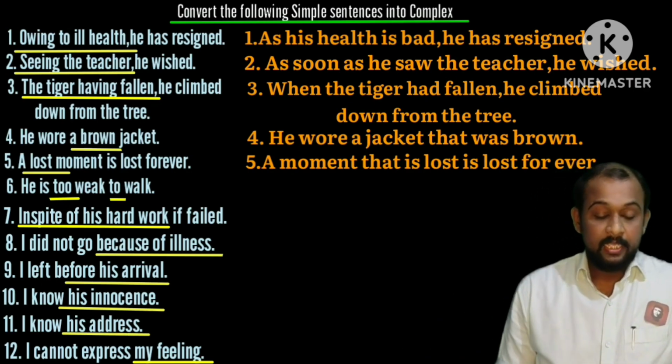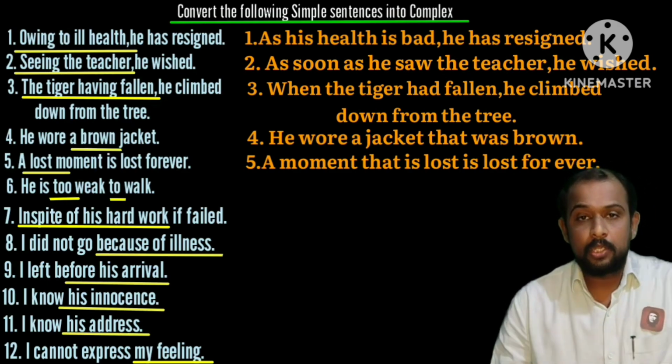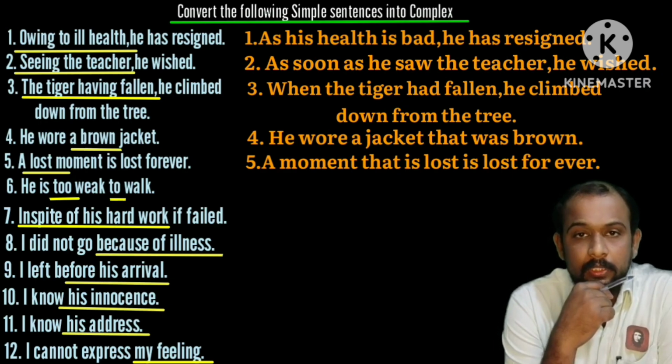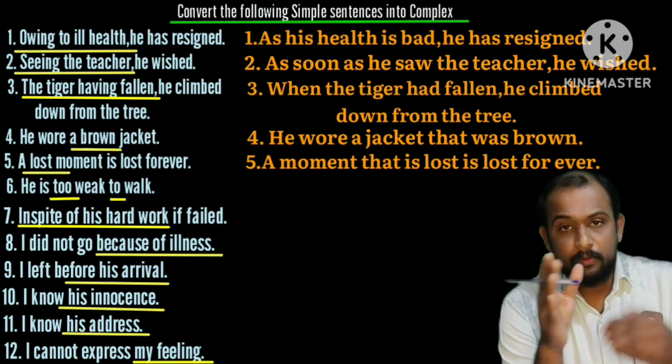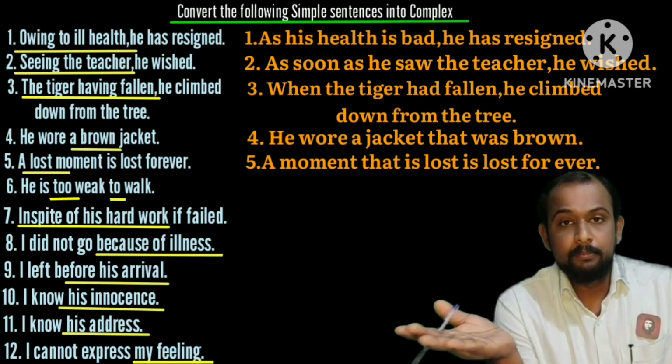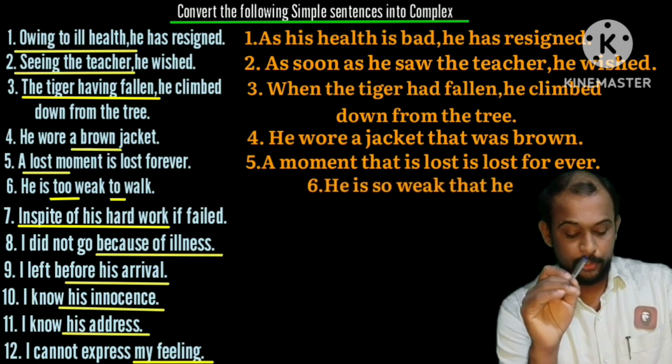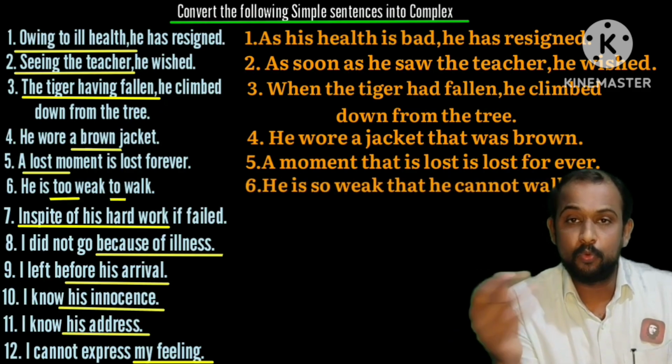Next. He is too weak to walk. When the sentence has too and to, it's very simple. He is so weak that he cannot walk. See, he is too weak to walk becomes he is so weak that he cannot walk.